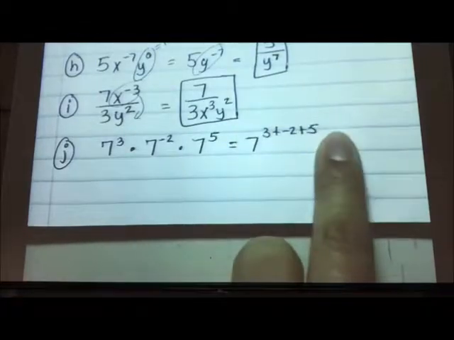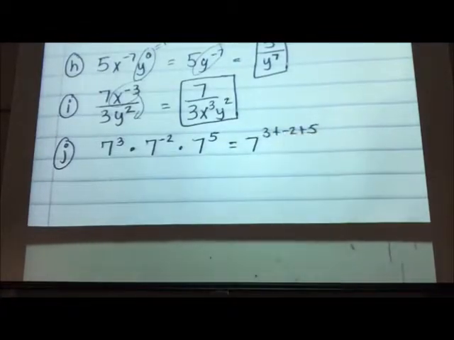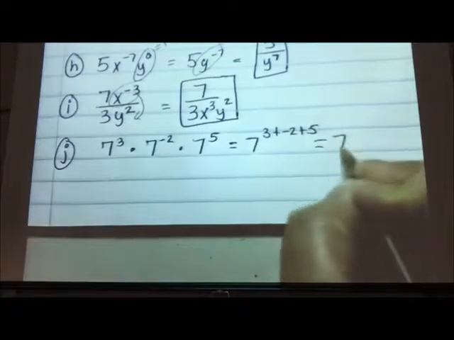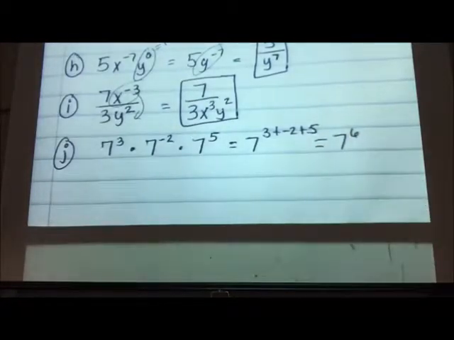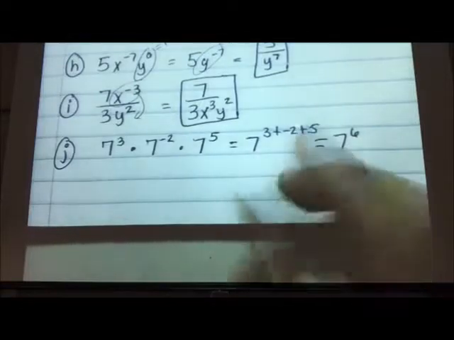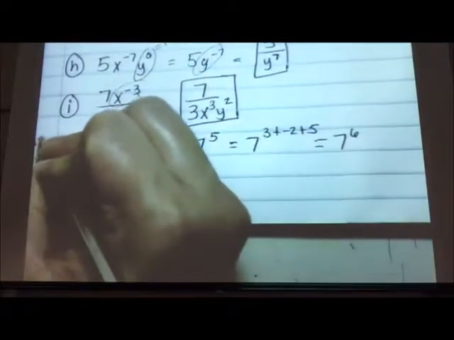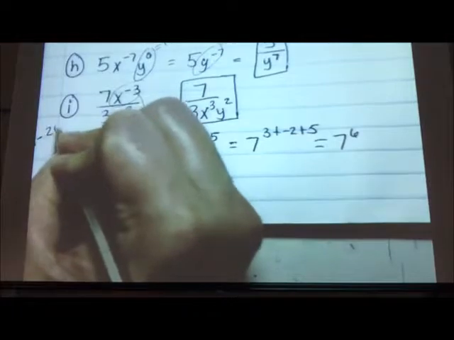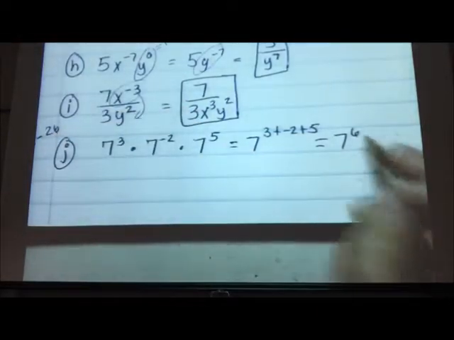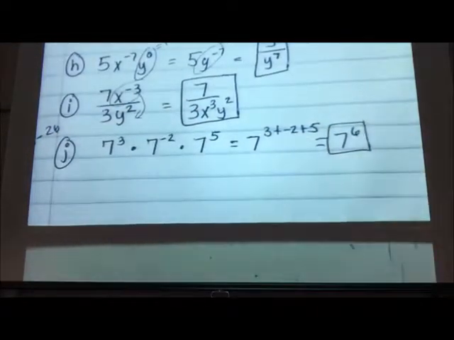Now, 3 plus 5 is 8. 8 minus 2 is 6. You could plug this into the calculator, or just, actually, these are for problems 21 through 26. We're just rewriting them, leave the answer like this. Rewrite it as one base.